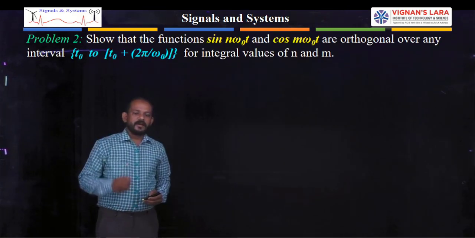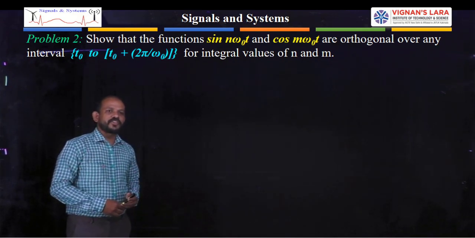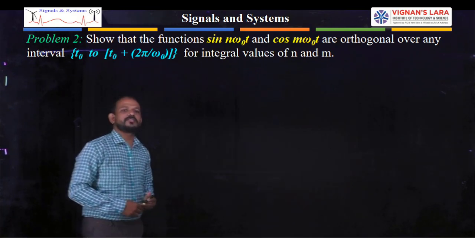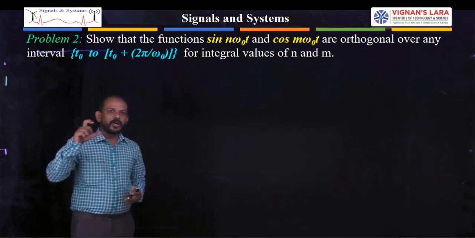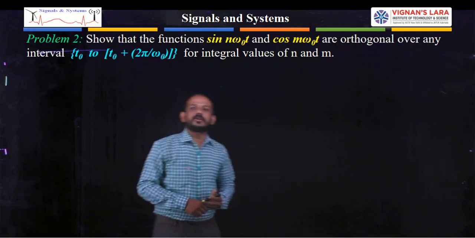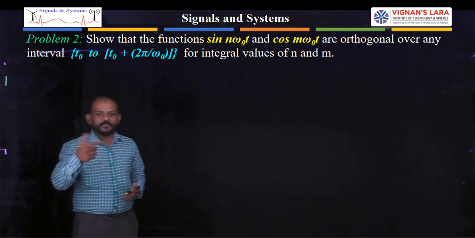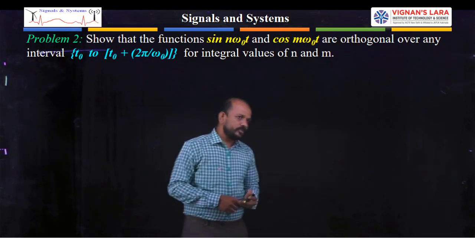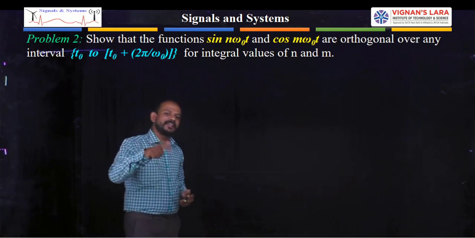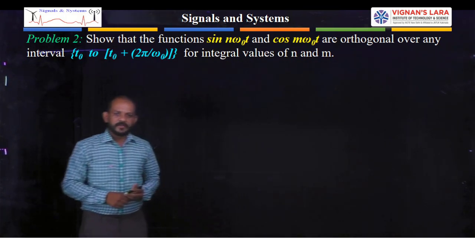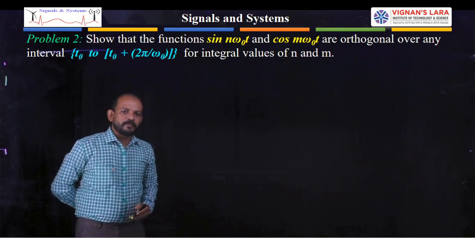Okay. Move on to the second one. The second problem gives the two functions sine n omega naught t and cos m omega naught t, and we have to prove they are orthogonal over the interval t naught to t naught plus 2 pi by omega naught, for integral values of n and m. Here small n and small m are integers, 1, 2, 3, 4 like that. Okay, and the given functions are simply, so according to the given problem, what is the given problem?